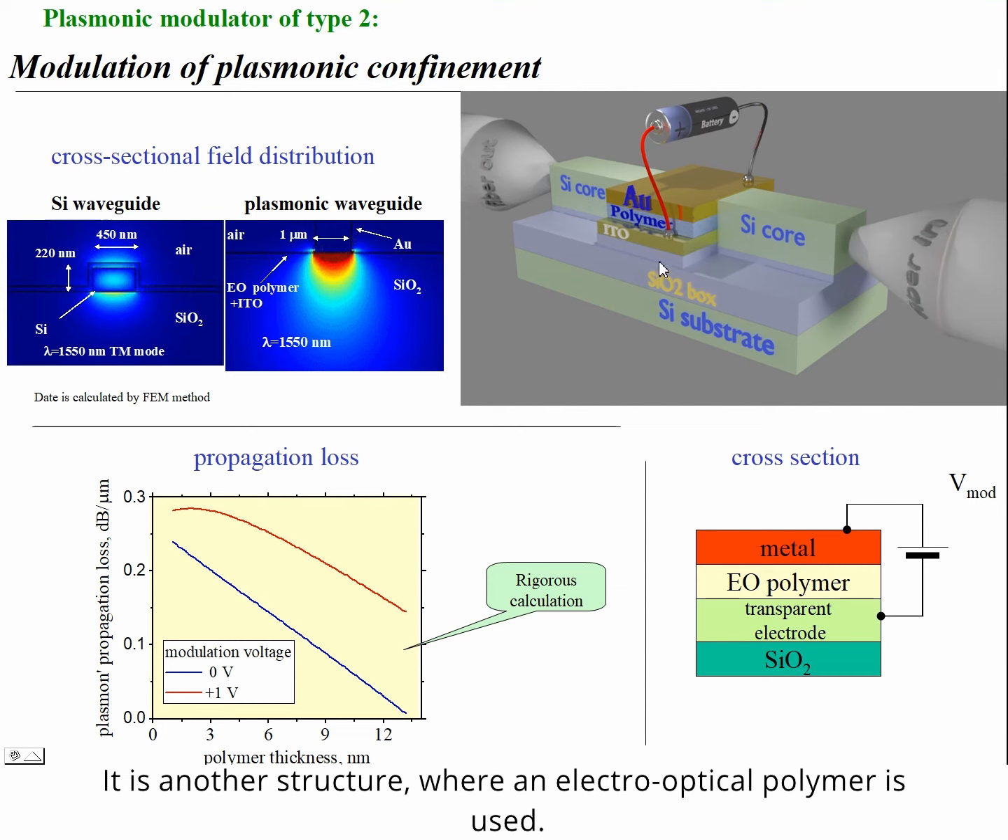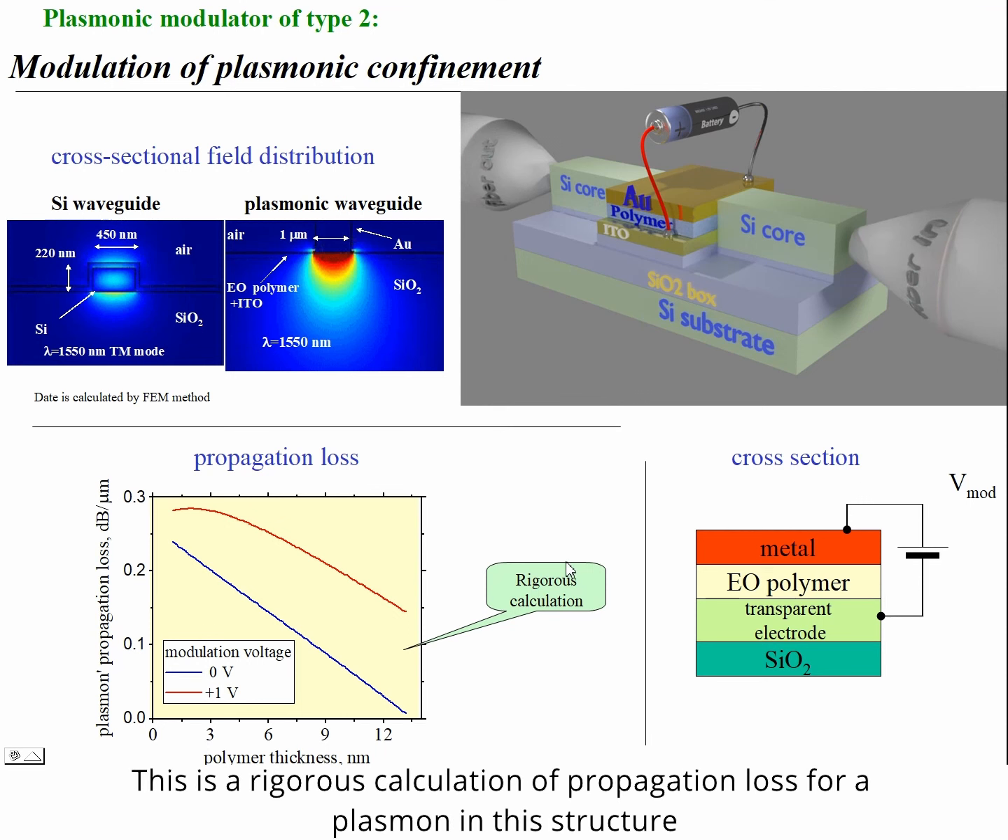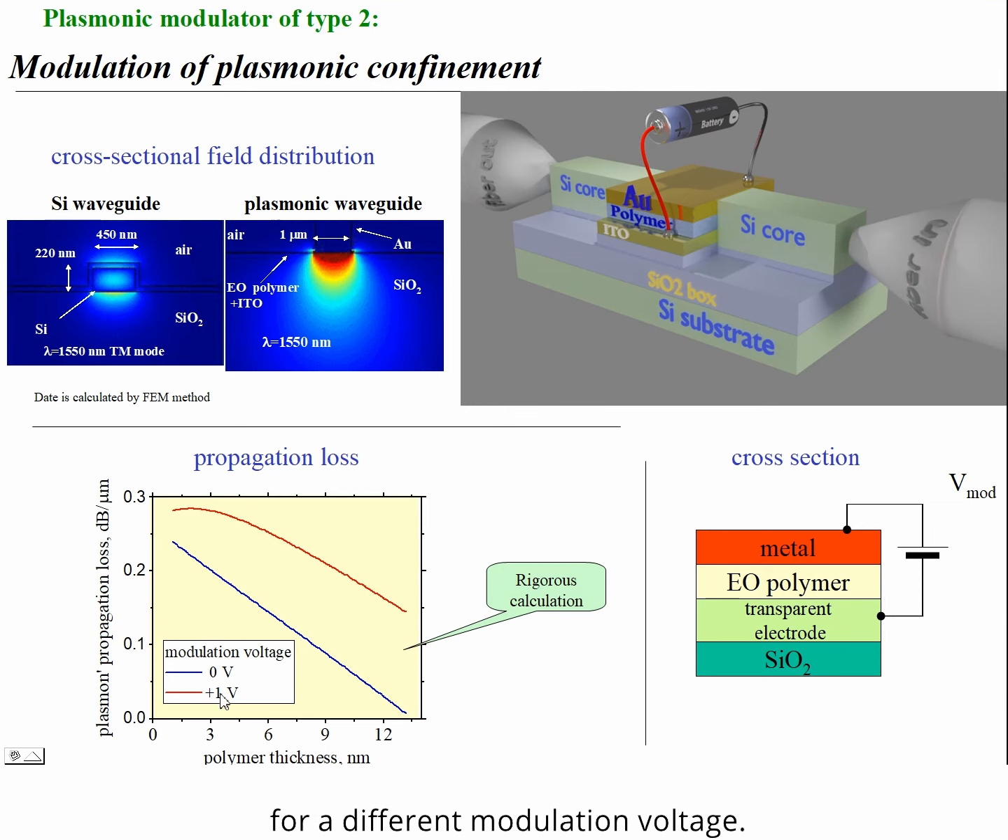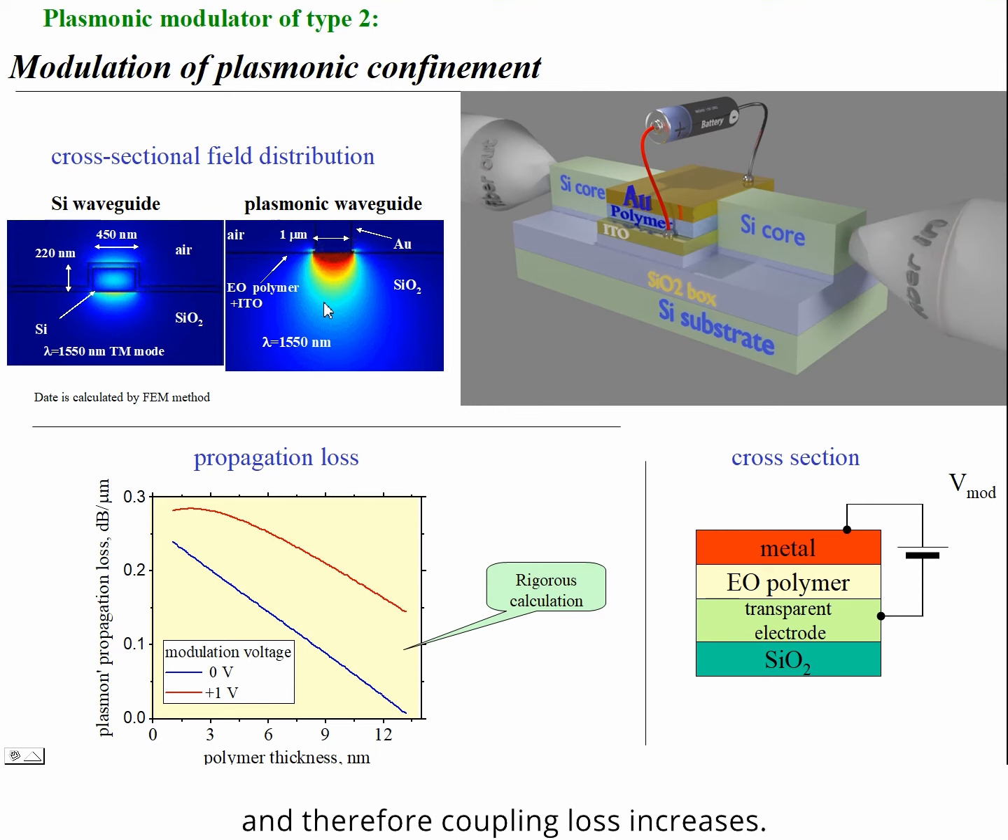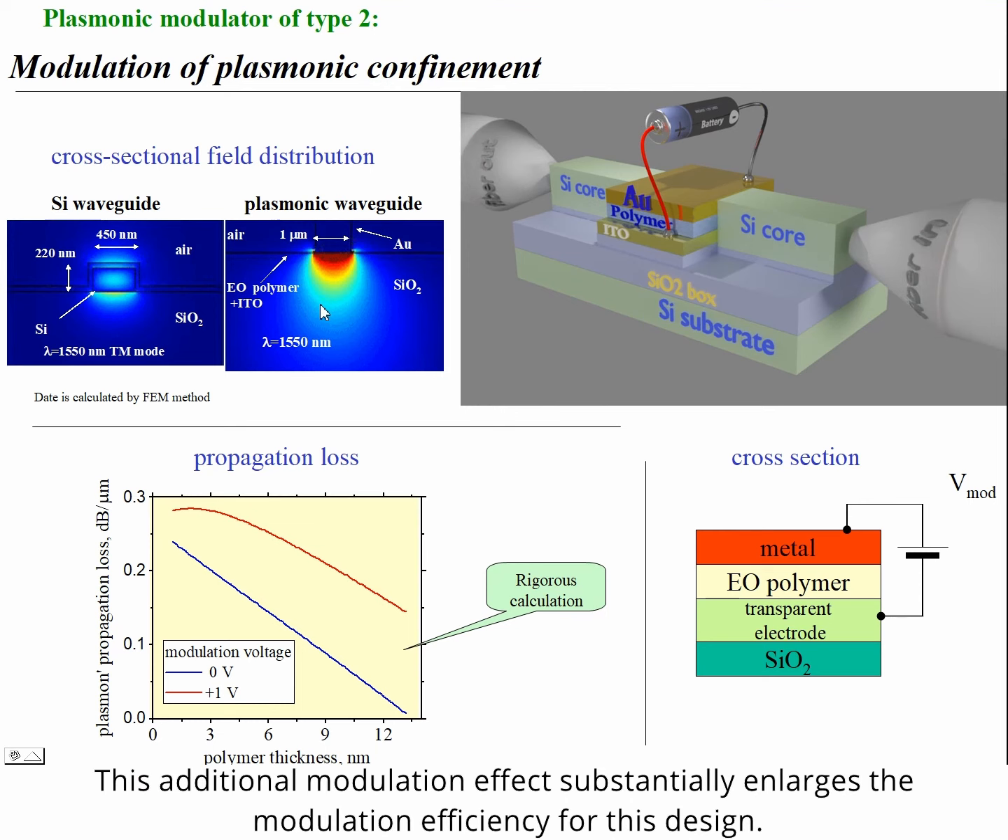It is another structure where an electro-optical polymer is used. This is rigorous calculations of propagation loss for plasmon in the structure for different modulation voltage. The modulation of the loss is substantial. This is cross-sectional distribution of optical field in part of silicon waveguide and in the plasmonic part. At the applied voltage, the optical field of plasmon penetrates deeper into dielectric and therefore coupling loss increases. This additional modulation effect substantially enlarges the modulation efficiency for this design.